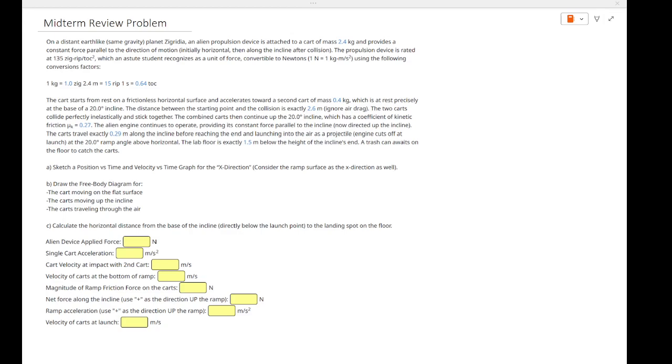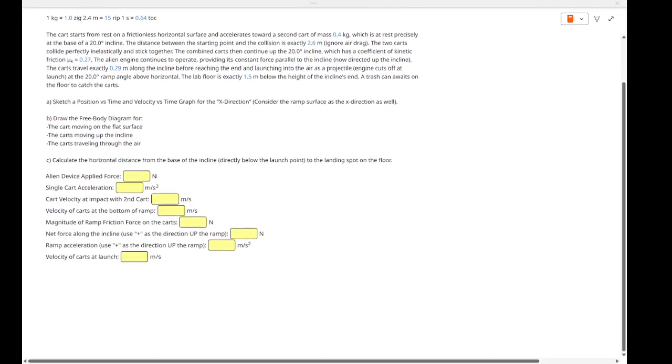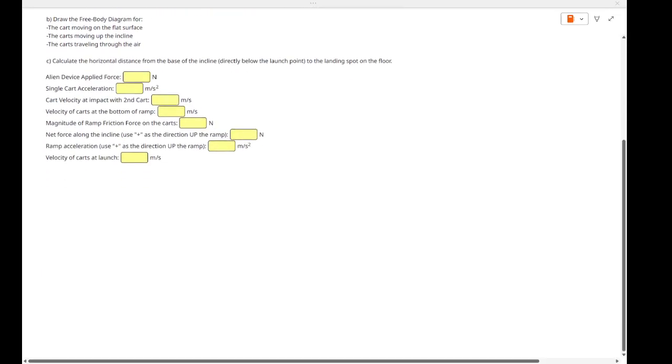So I'm going to start breaking this problem down. In these yellow boxes at the bottom, we kind of have the intermediate steps. As you go through these problems, we'll fill in those values that'll help us get ultimately to the answer that they want, which is the distance from the base of the incline that it needs to land. So like any problem, let's start with our picture. I'm going to draw a little diagram of what I think is happening here.